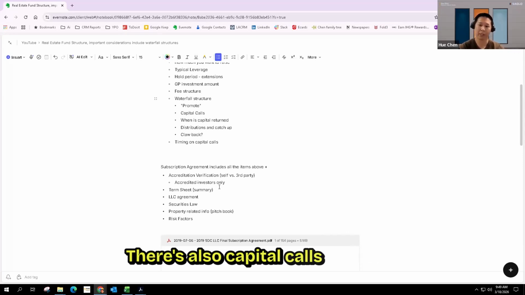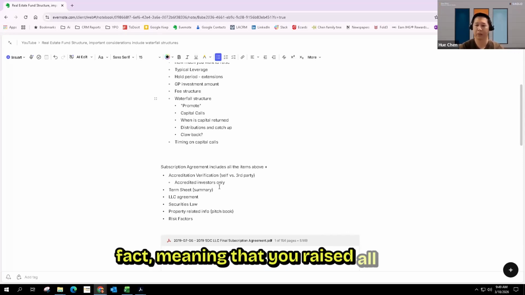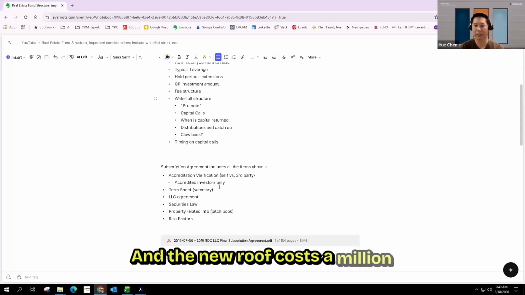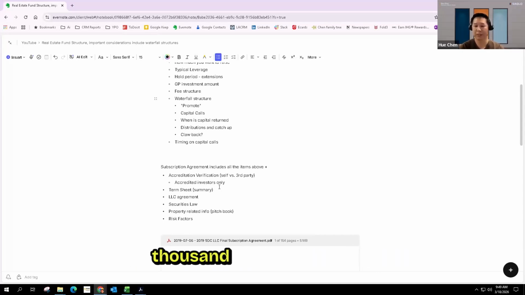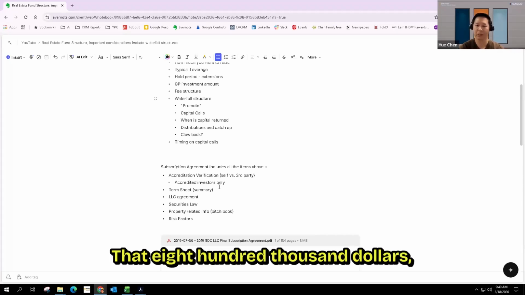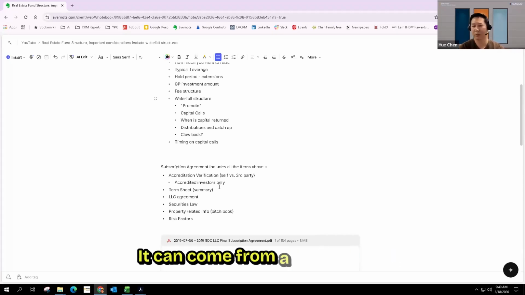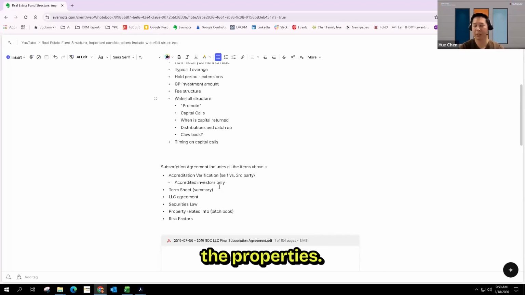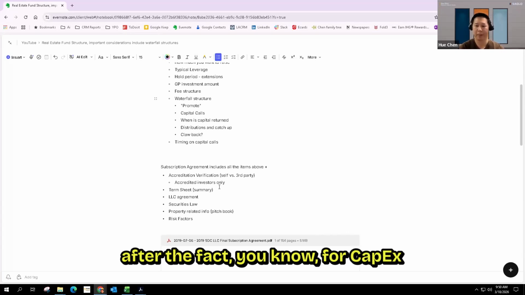There's also capital calls after the fact, meaning that you raised all the money, you bought all the properties, and 3 years down the line, you need a new roof and you don't have enough cash reserves. And the new roof costs $1 million and you only have about $200,000 in cash reserves. That $800,000, where does it come from? It can come from a few places. You can try to borrow additional money if you have enough equity in the properties. You could take it out of cash flow, or you do a capital call. And investors hate capital calls after the fact, for CapEx type of stuff.